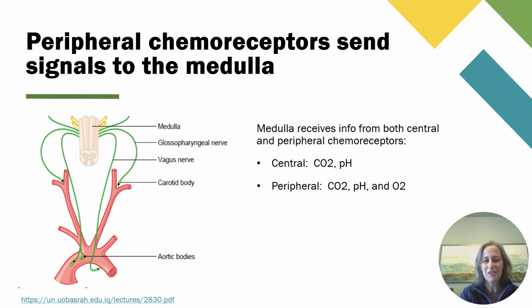So now we're learning lots of things about these two cranial nerves. Coming back to those peripheral chemoreceptors, they are going to send their signals, as we just discussed, via the vagus nerve in the case of the aortic bodies, the glossopharyngeal nerve in the case of the carotid bodies, up to the medulla. The central ones, again, are just going to measure CO2 and pH levels, but the peripheral ones have the added ability to sense oxygen.